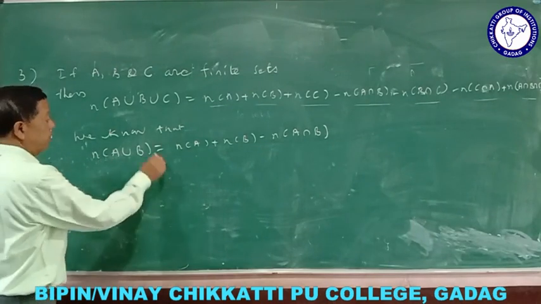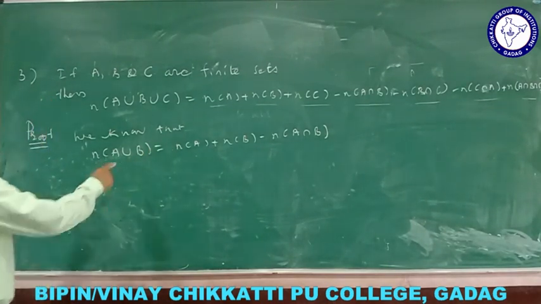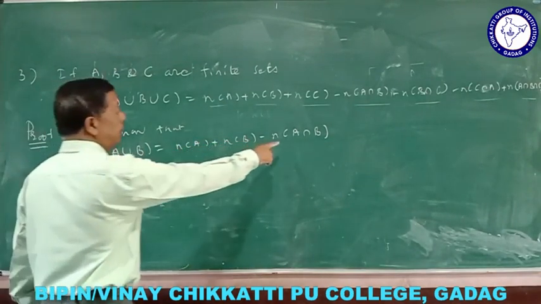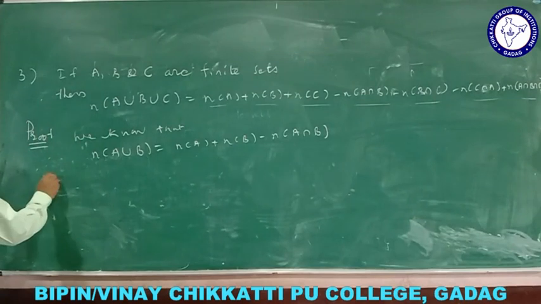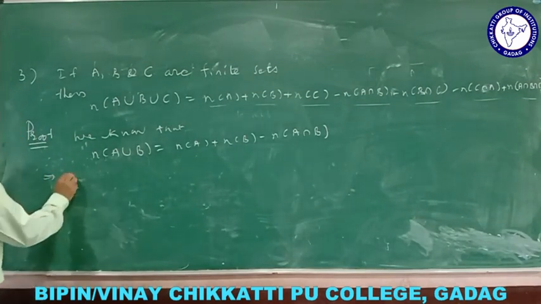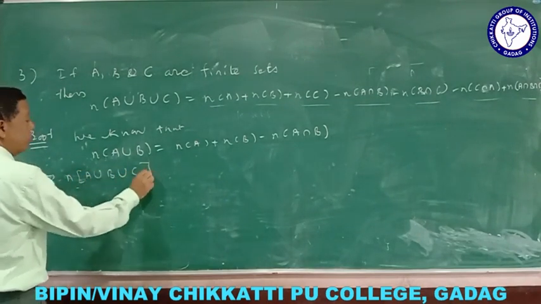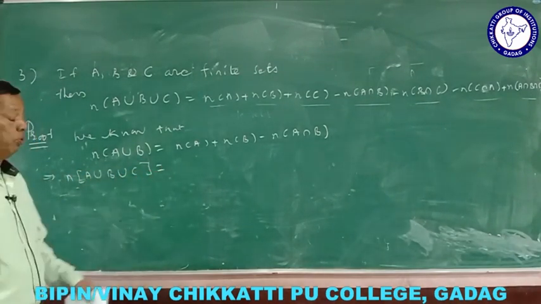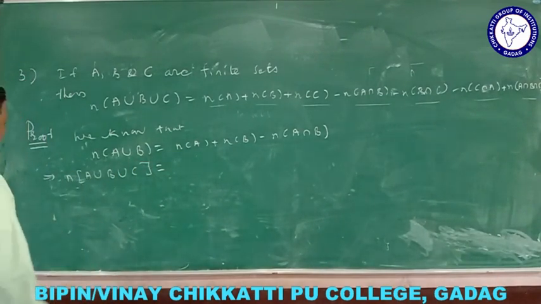So how did you get this? This is result number 1. What is result number 2? That is when A intersection B is not a null set. Look here. Now we are interested to see n of A union B union C. This is to be discussed, not only the 2. Here we have to discuss with 3 sets, and accordingly we have to see that.